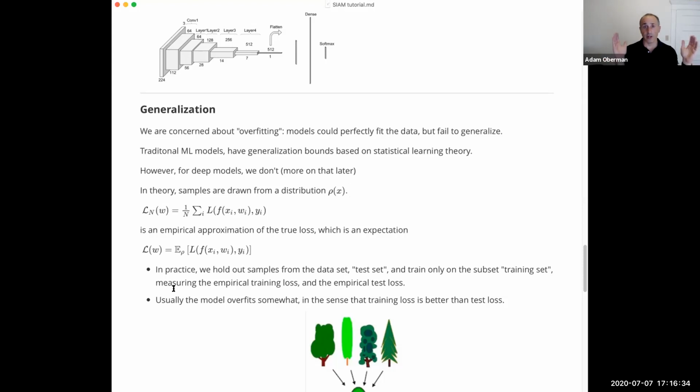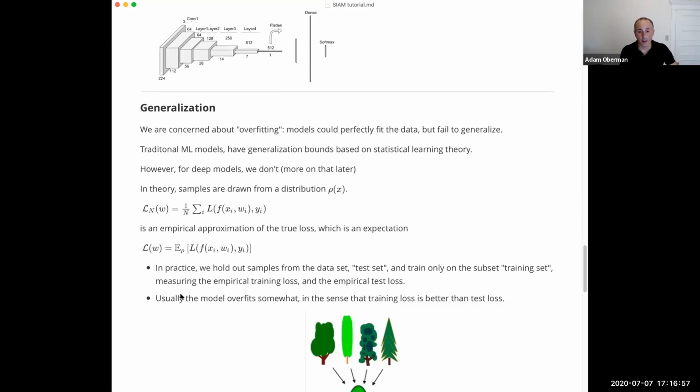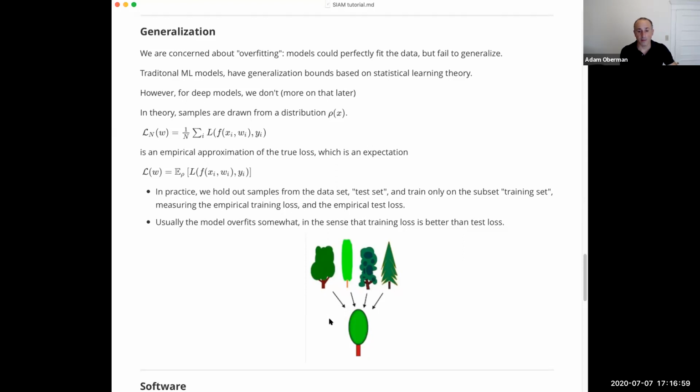In practice, you divide your data set into a training set and a leftover test set, and you approximate the true generalization error with the test error. And in practice, every time I've seen it, you overfit a little, meaning that your loss on the training set is always a little better than your test error. There's the schematic of idealized generalization.